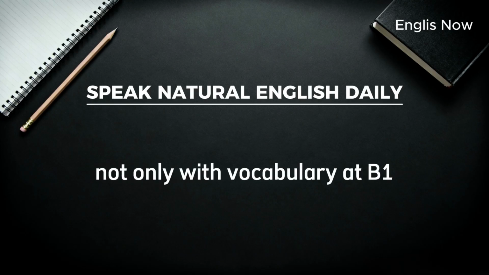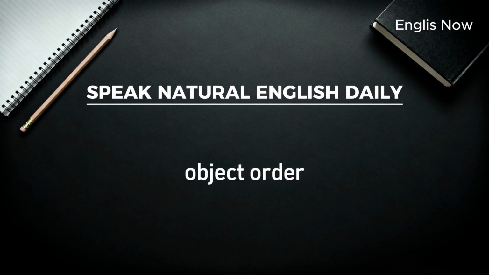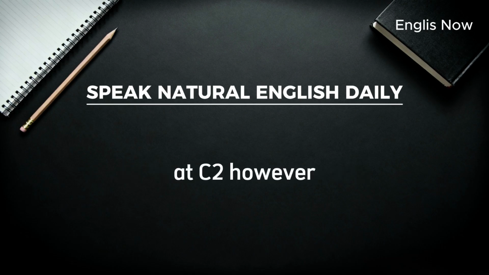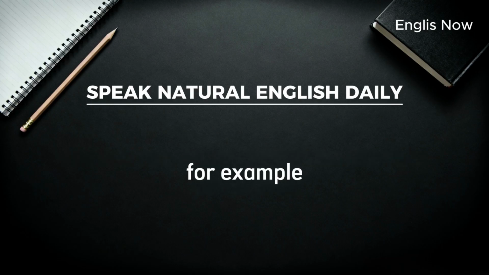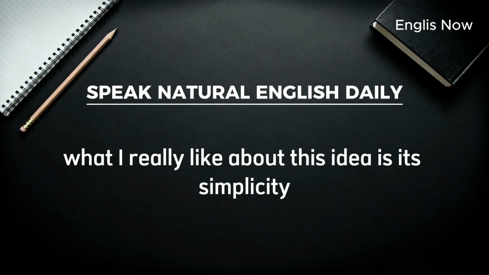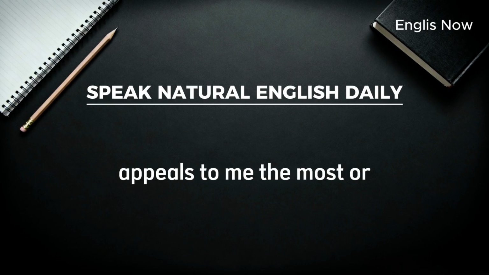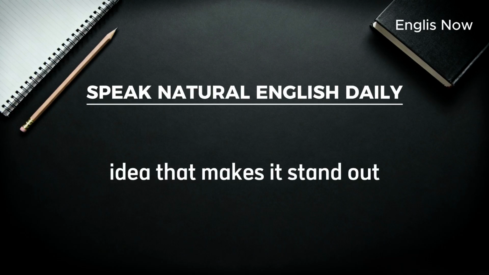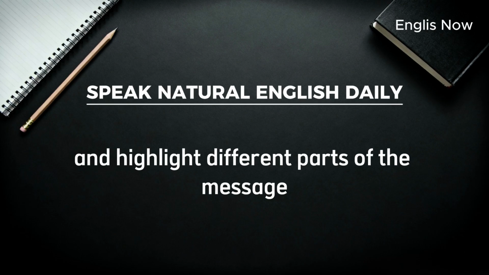At the advanced level, another powerful skill is the ability to use emphasis in your sentence structure, not only with vocabulary. At B1, learners usually follow a simple subject-verb-object order. For example, I like this idea. At C2, however, you can rearrange sentences for style and impact. For example, what I really like about this idea is its simplicity. Or, this idea, I must say, appeals to me the most. Or, it is the creativity of this idea that makes it stand out. These variations show control over word order and highlight different parts of the message.